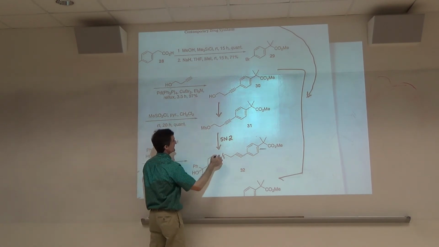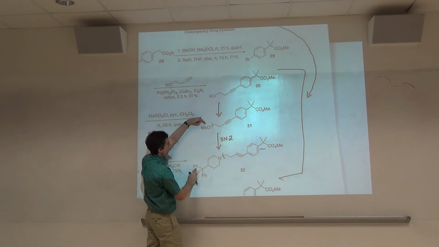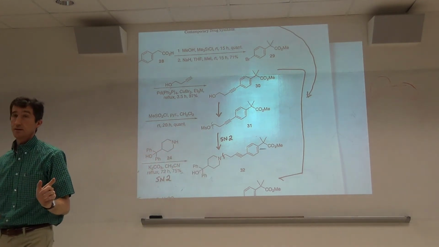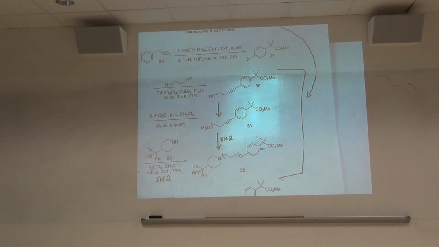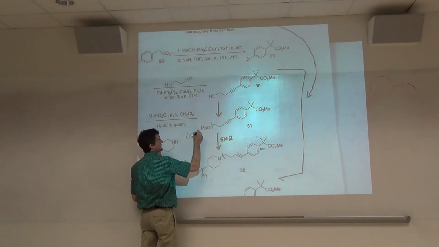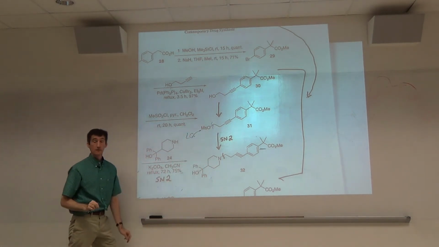They're replacing right here. What is an OMs? It's not a tosylate, but it's a mesylate. It's the methyl instead of toluene. You're not going to see that in your textbook probably, but it's very commonly used. It's the same idea. So they got a potential leaving group on a tetrahedral carbon.